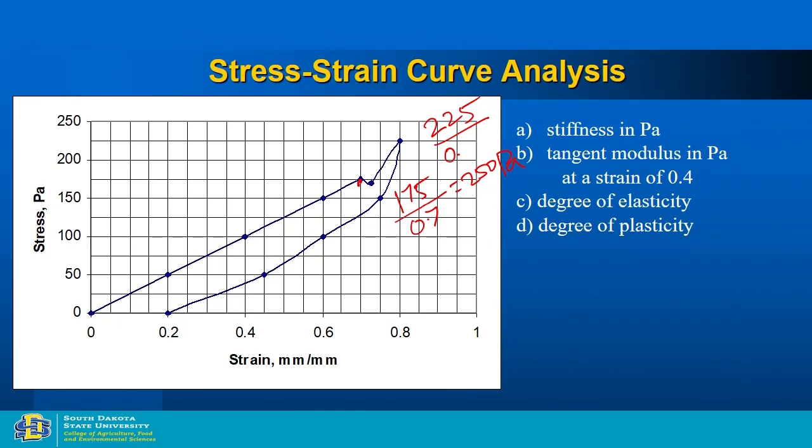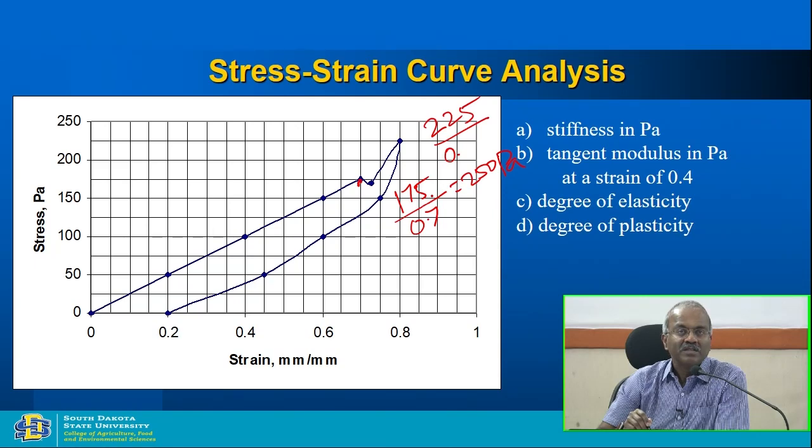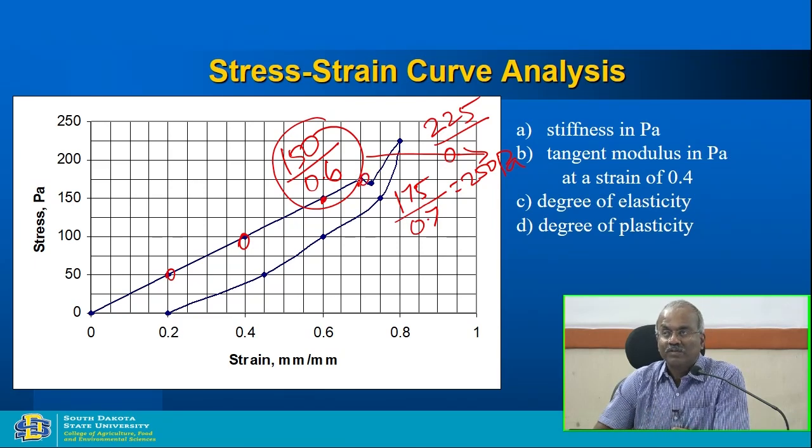Anybody in the center column have any different answer? Can it be a different answer? No? Why not? 150 divided by 0.6, which is the same as 250. Because it's a linear straight line, any value you take, you get the same slope, so the same stiffness.